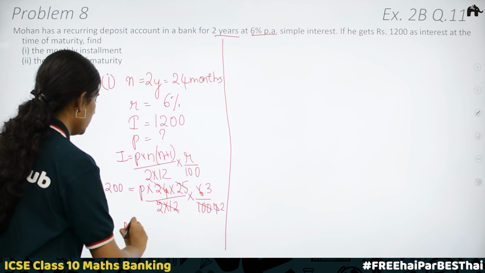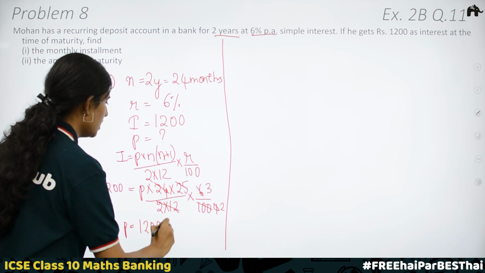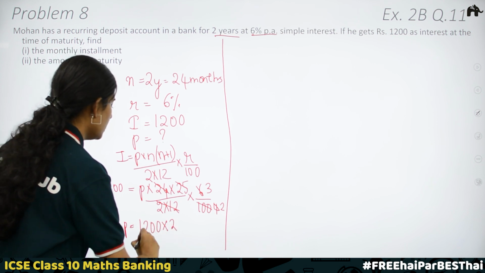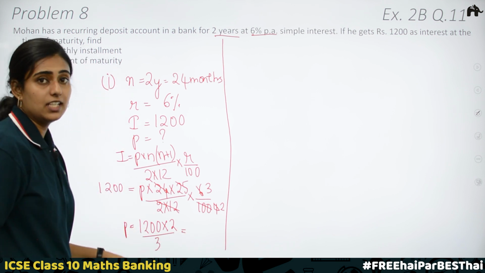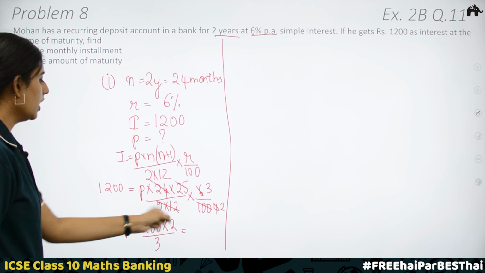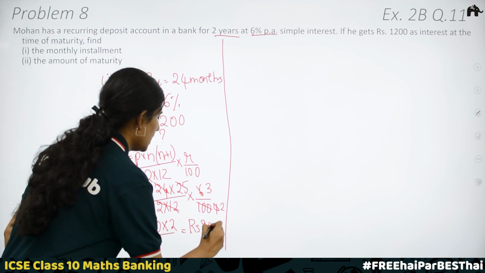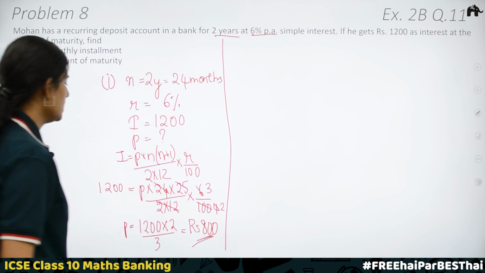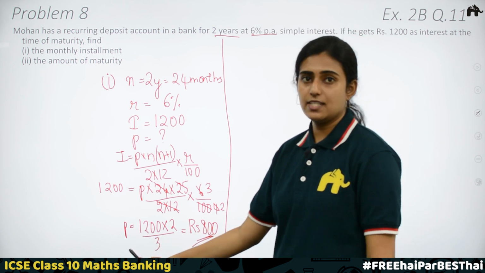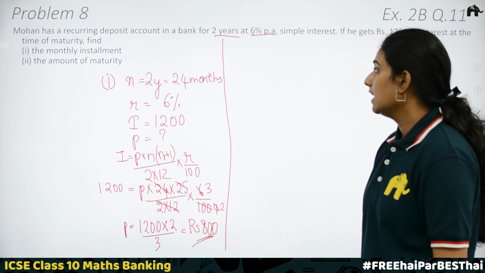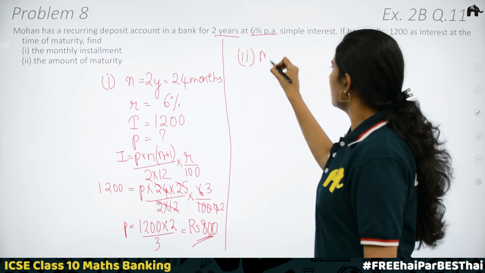So, P is equal to 1,200 into 2 divided by 3. 1,200 divided by 3 is 400. 400 into 2, 800. So, rupees 800 is the monthly installment. Monthly installment P is equal to rupees 800. Next, we need to find the maturity value. Second question, maturity value.